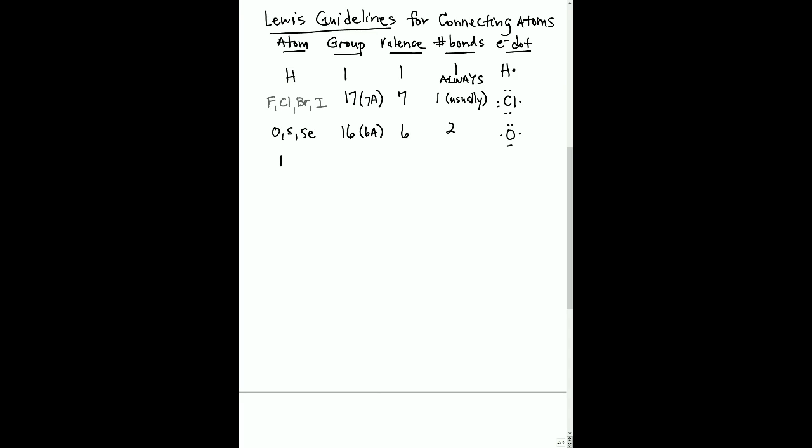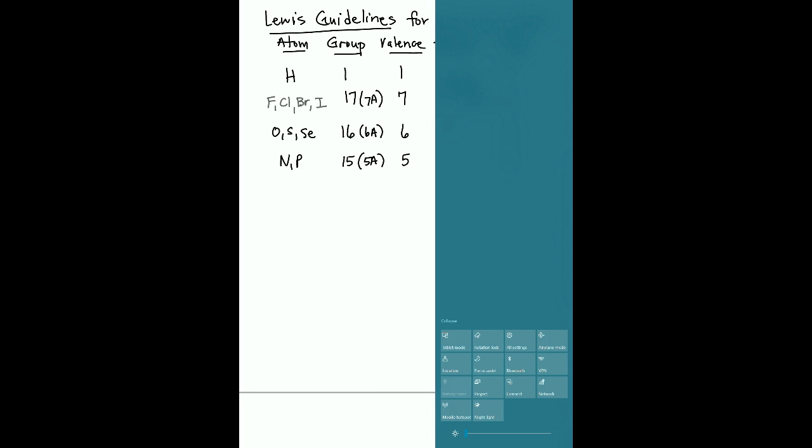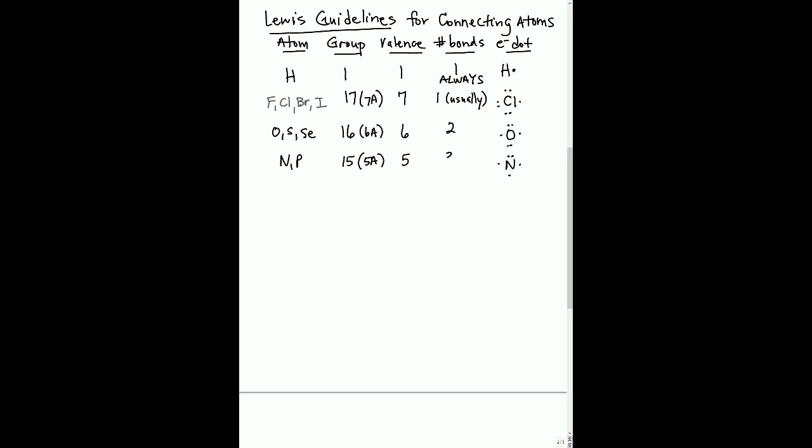And then nitrogen and phosphorus, group 15, moving right across the periodic table, which is the same as group 5A, a valence of 5. So a nitrogen would look like this, 1, 2, 3, 4, and really only 1 lone pair and looking for 3 more bonds, needs 3 more electrons. So we're going to say 3 bonds.